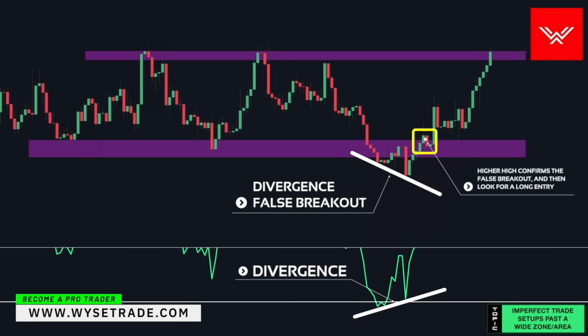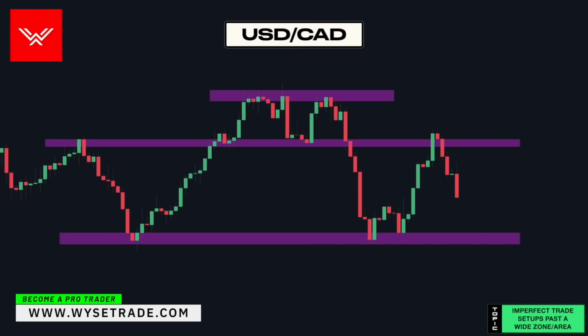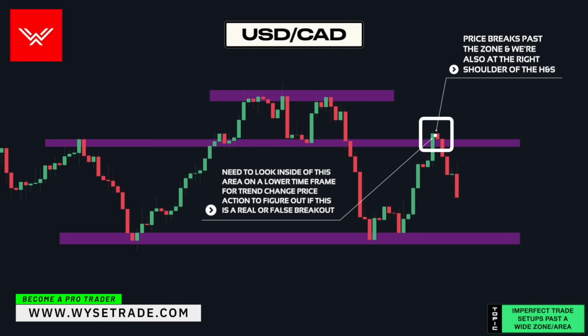Let's now bring in the usage of multi-time frames. This is the dollar CAD currency pair. These two reversal points give you your key zone. As price comes up, price breaks slightly through the zone. You're also at the right shoulder of the imperfect head and shoulders pattern. Now, to figure out whether this is a real breakout or a false breakout, you need to look inside of this area for any form of price action that signals a trend change from an uptrend to a downtrend.